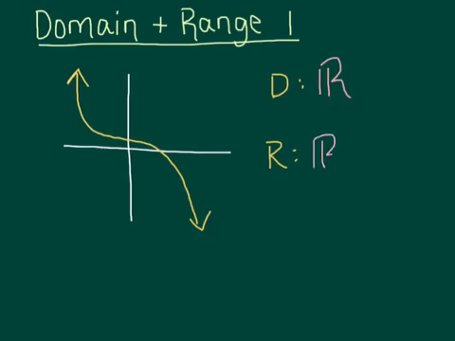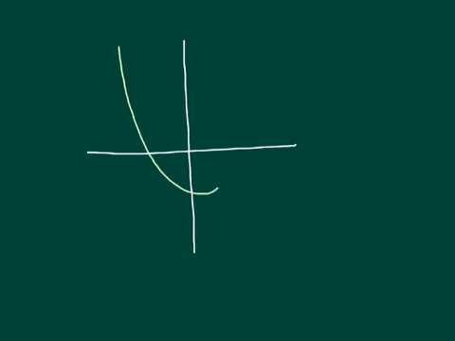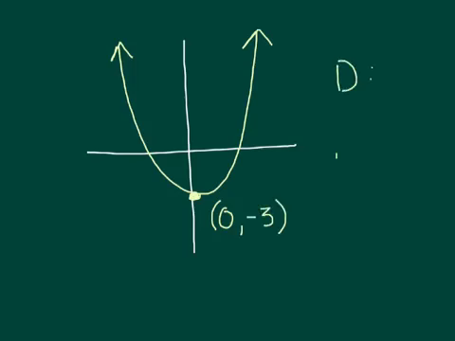Okay, so let's look at one where that weren't necessarily true. Okay, so this time I'm going to have this be my graph. And because the graph would have to tell you what this low point was, I'm going to tell you that this graph is at (0, -3). And I want domain and range.